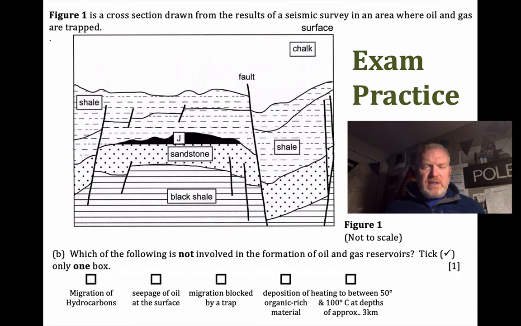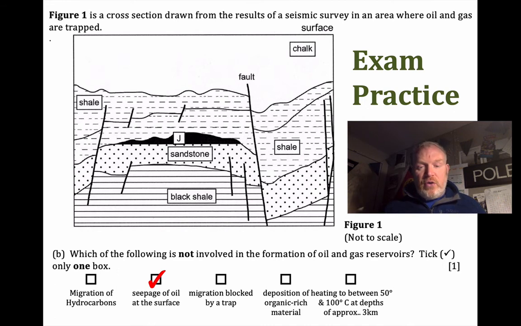Of all of these things, there's one of these factors that isn't involved in the formation of oil and gas reservoirs. And it's the seepage of oil at the surface. This can happen. It's what we call an oil seep. But hydrocarbons need to migrate. They need to move through a reservoir rock to accumulate. We do need a trap then to let that oil accumulate in sufficient quantity.